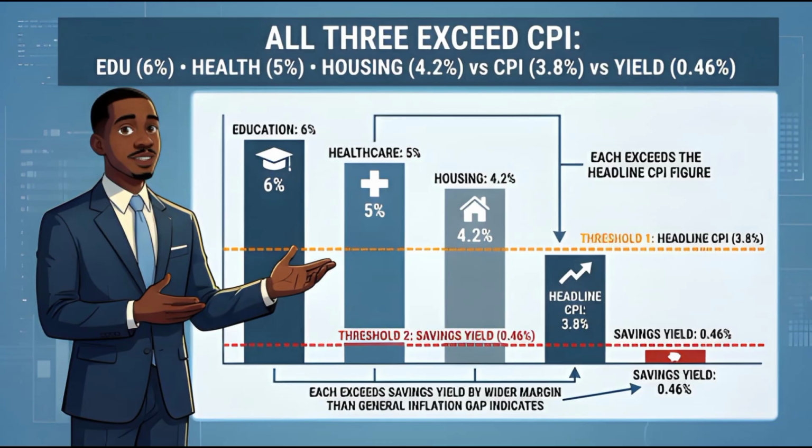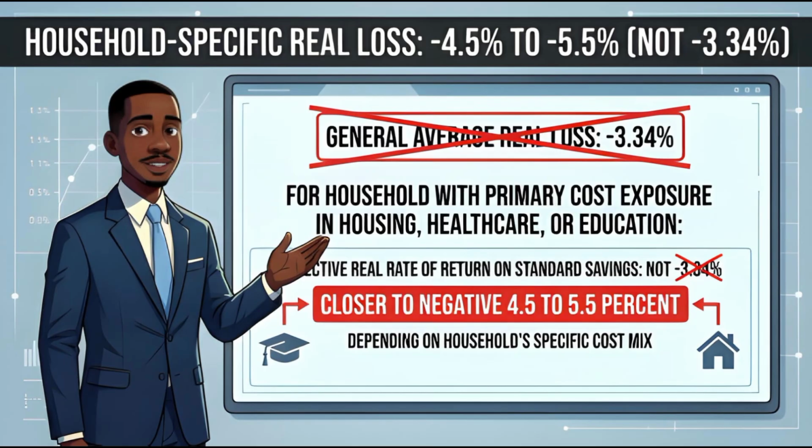Each of those rates exceeds the headline CPI figure, and each exceeds the yield on a standard savings account by a wider margin than the general inflation gap indicates. For a household with primary cost exposure in housing, healthcare, or education, the effective real rate of return on a standard savings account is not negative 3.34%. Depending on the household's specific cost mix, it is closer to negative 4.5 to 5.5%.